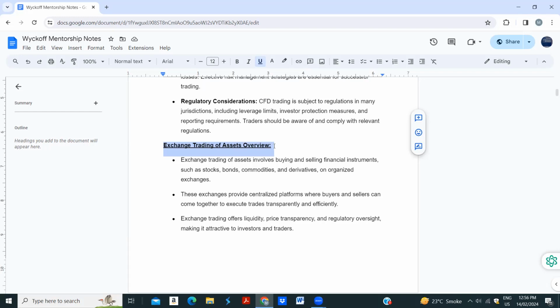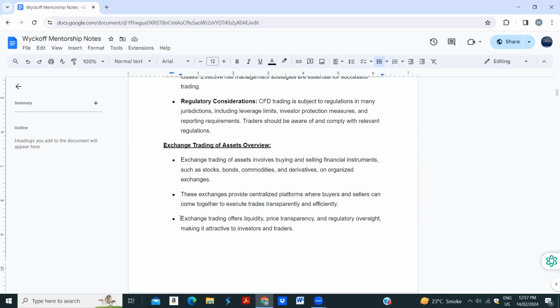Okay, remember that. For example, exchange trading of assets involves buying and selling of financial instruments such as stocks, bonds, commodities, and derivatives on an organized exchange. Remember that, on an organized exchange. When there is a central exchange or an organized exchange involved in your trading, you are basically dealing with the exchange trading of assets. These exchanges provide a centralized platform where buyers and sellers can come together to execute trades transparently and efficiently.